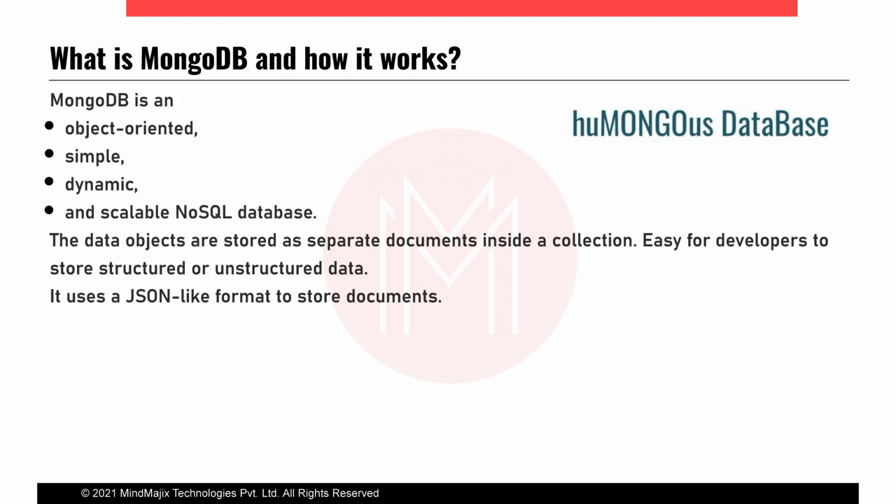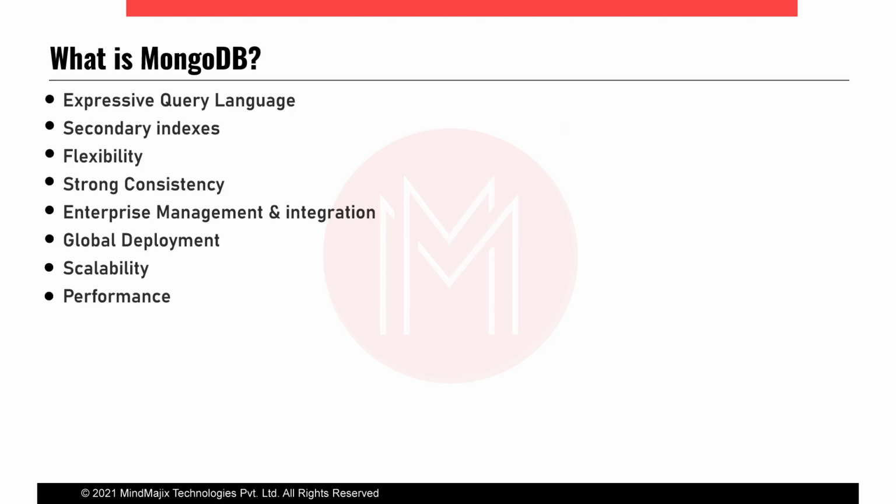MongoDB is an object-oriented, simple, dynamic, and scalable NoSQL database. There is no need to call SQL commands. Simply, some basic commands are enough. We can access structured as well as unstructured data. How is this achieved? By using the JSON format to store the documents, and then we access all the documents using JSON. Then we'll move on to MongoDB's advantages.